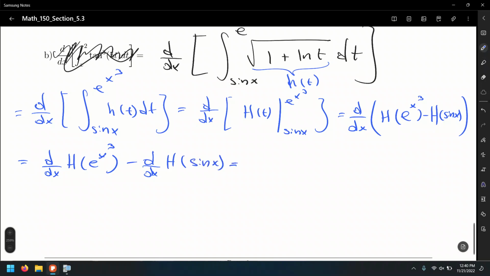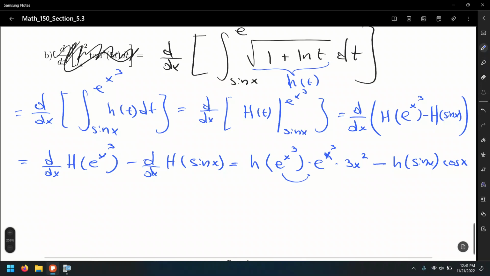Upon differentiation, big H, which initially was little h, is going to become once again little h. So little h of e to the x cubed. However, this is a composite function, so we need to use the chain rule. That's the derivative of h times the derivative of the inside. The derivative of the exponential will be itself, e to the x cubed. But we still have more composition, so we multiply by the derivative of the exponent, which is 3x squared. And then minus, differentiate big H to turn it into little h of sine. But what's the derivative of sine that we need to multiply by? Cosine. And we're essentially done with the calculus here.